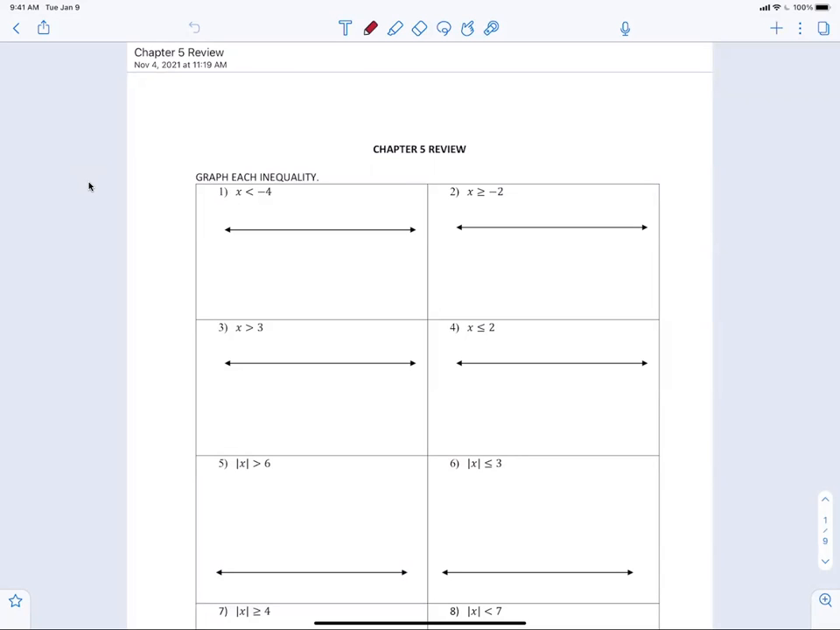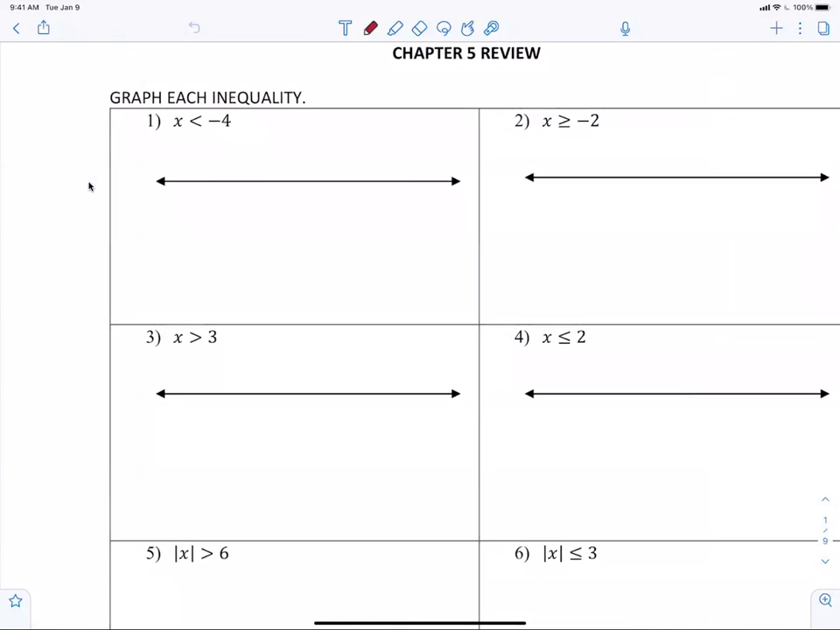All right, so for this review, we have x is less than negative 4. So again, we just put our answer at negative 4 and we put an answer at 4. Less than negative 4 is an open circle, and then we're going to the left. Would you write what I'm telling you to write? For inequalities, we've always written 2 points, a positive and a negative.